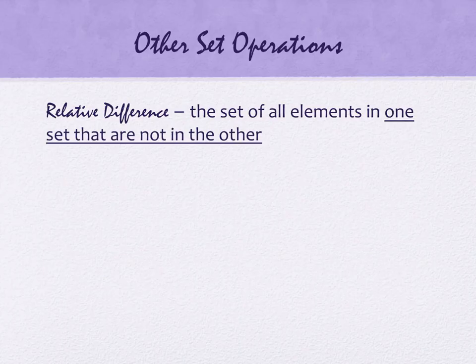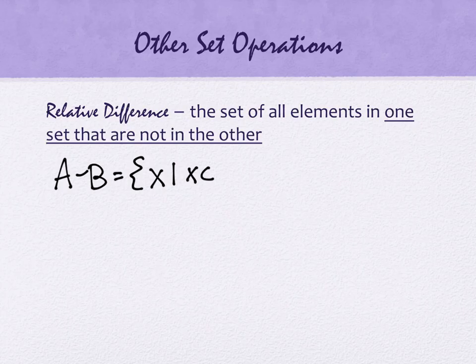Let me talk about relative difference first, and then we'll go back and draw the pictures for these. Relative difference is the set of all elements that are in one set that are not in the other. It looks like subtraction: A minus B. This is the set of all x such that x is in A and x is not in B.